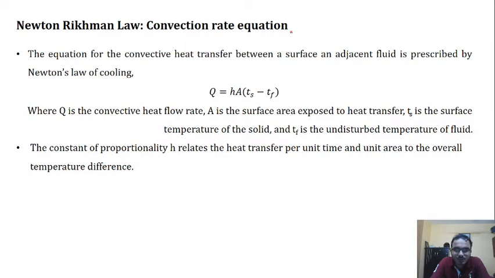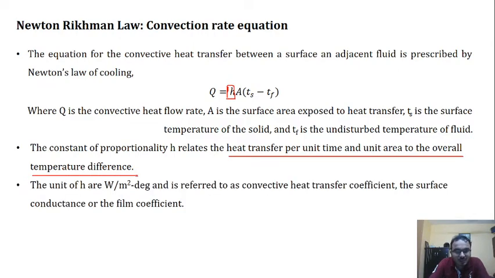The constant of proportionality h, that is this portion, small h, this constant of proportionality h relates the heat flow per unit time per unit area to the overall temperature difference. The unit of h is given by watt per meter square per degree, and it is referred to as convective heat transfer coefficient or the surface conductance or film coefficient.